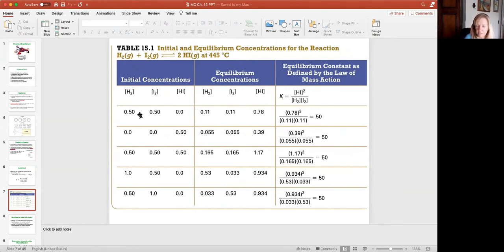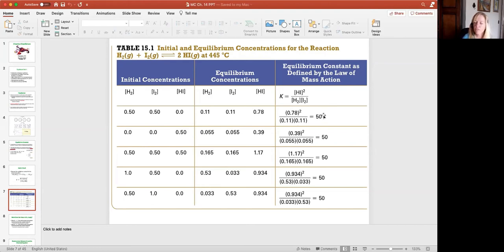I'm going to initially start and go forward, then I'm going to reach equilibrium. And so if I had a way to measure my equilibrium concentrations, this is what it would look like. So I'd have 0.11, 0.11, and then 0.78. If I write my law of mass action, this is going to be fairly large because what I see here is that, relatively speaking, I have a little bit lower concentrations of my reactants left and a lot of concentration of my products, so I would expect K to be relatively large. And it is here at 50. 50 is a large K.